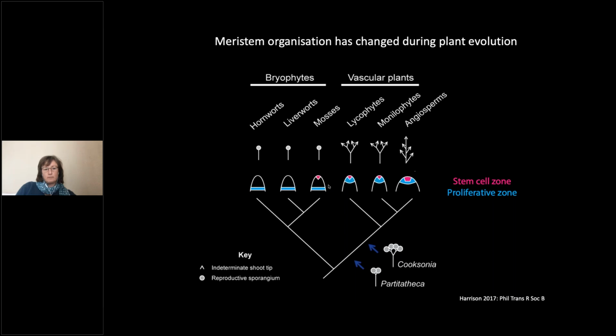So whereas you've got the pink and the blue separated in the moss, you have the pink and the blue together in all the vascular plant lineages. And my lab's trying to work on how these stem cell and proliferative functions first arose using reverse genetic approaches. Next slide, please, Geraint.